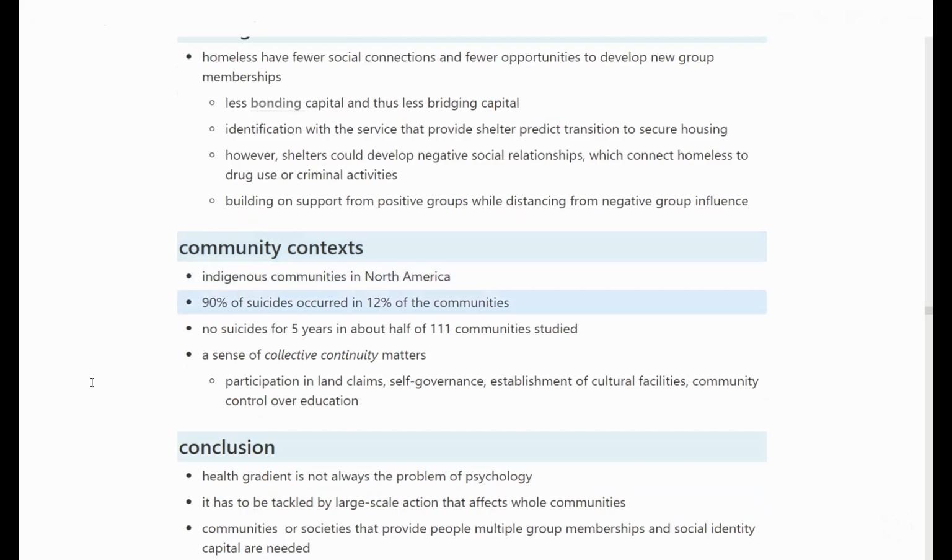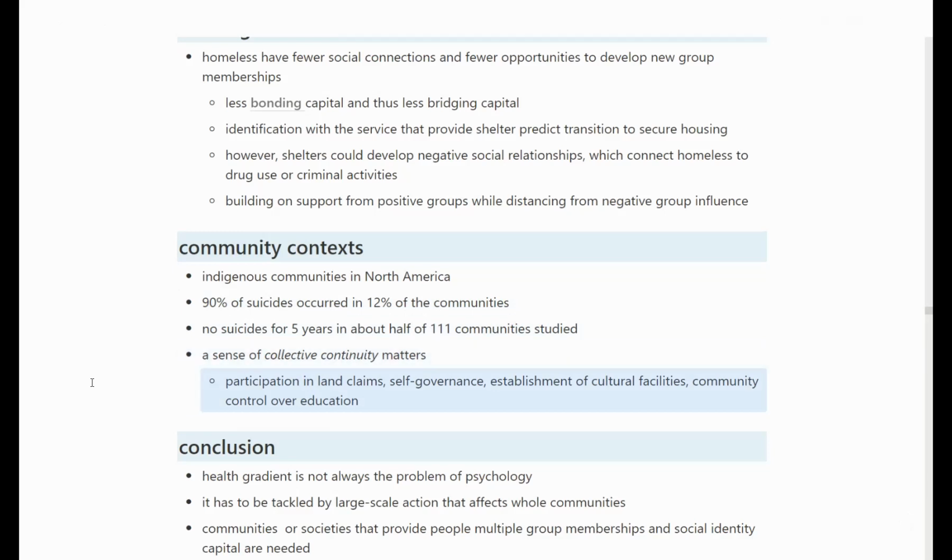And what they found was that 90% of suicide occurred in only 12% of the communities, and there was no suicide for 5 years in about half of the 111 communities studied. So in North America, the high rate of suicide in indigenous communities is a social problem. But what the study found was that such a high rate of suicide actually occurred in only 12% of the communities. And what they found was that a sense of collective community matters.